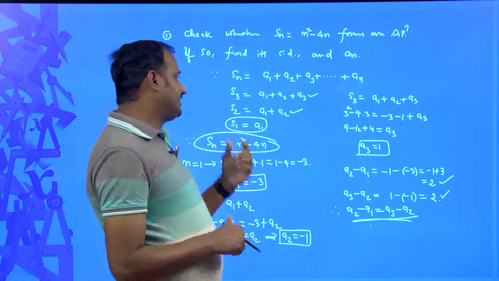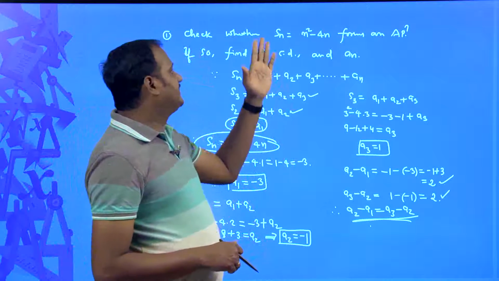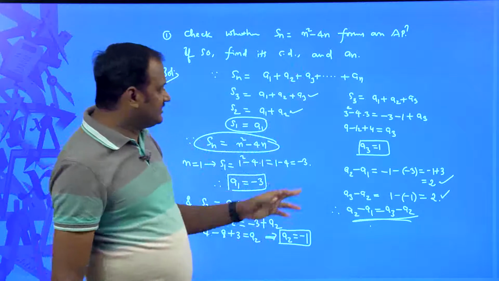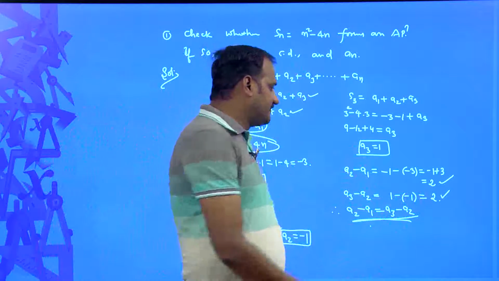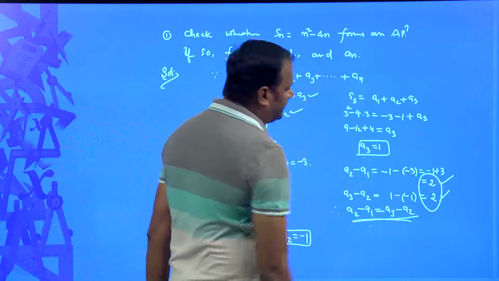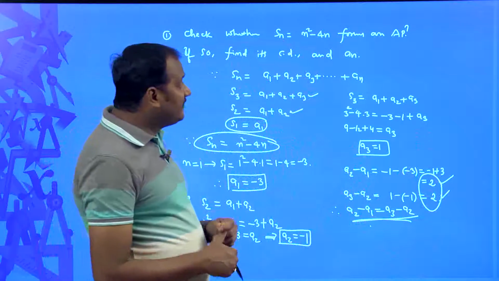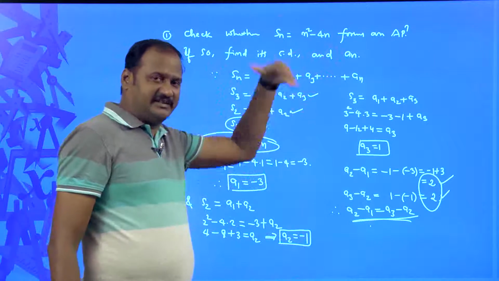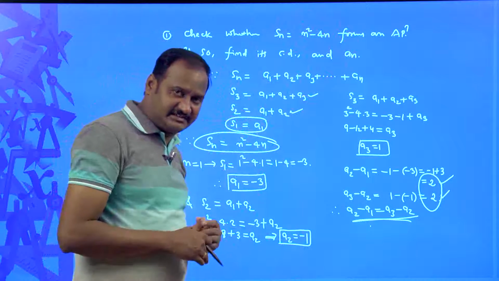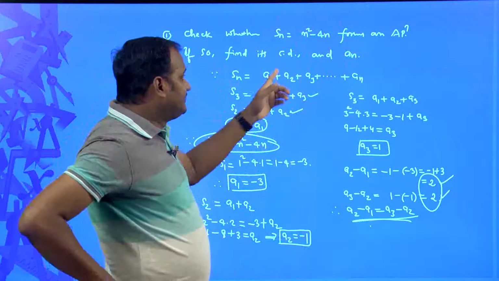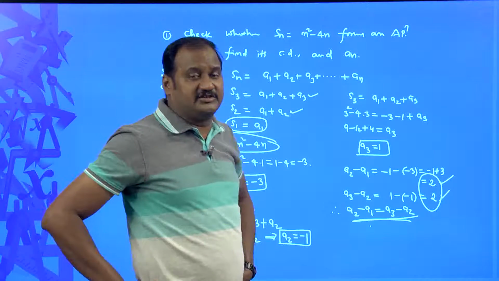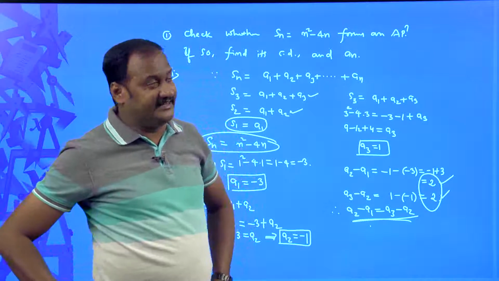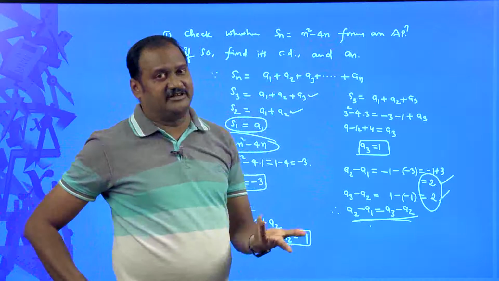Since it forms an arithmetic progression, we can find the common difference as well as the nth term of the arithmetic progression. We can easily identify the common difference here: 2 and 2, it means 2 is the common difference. In fact, without doing all these things, we could answer this problem easily using the concept we discussed earlier. That is, the sum to n terms of an arithmetic progression would be a second degree expression without a constant.